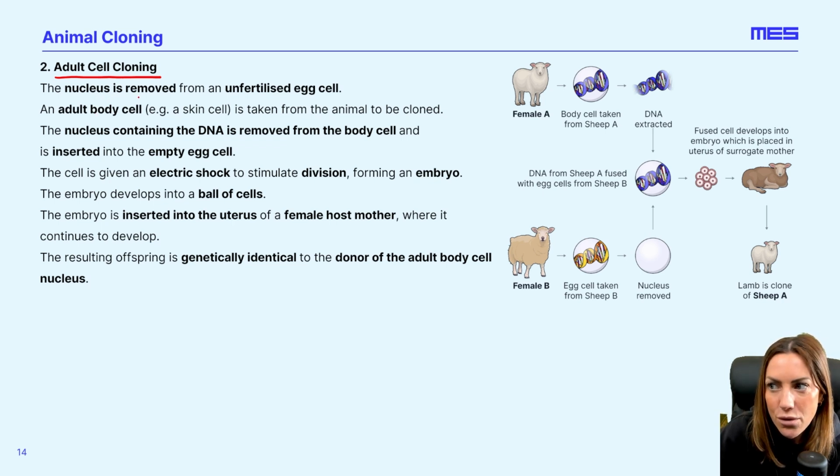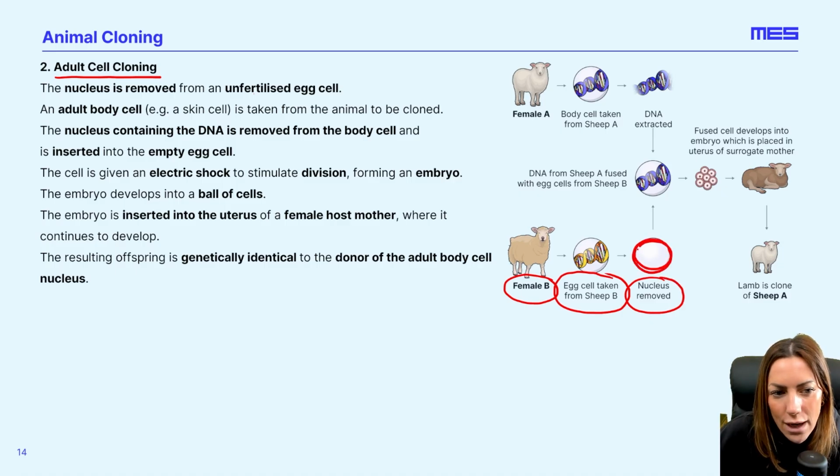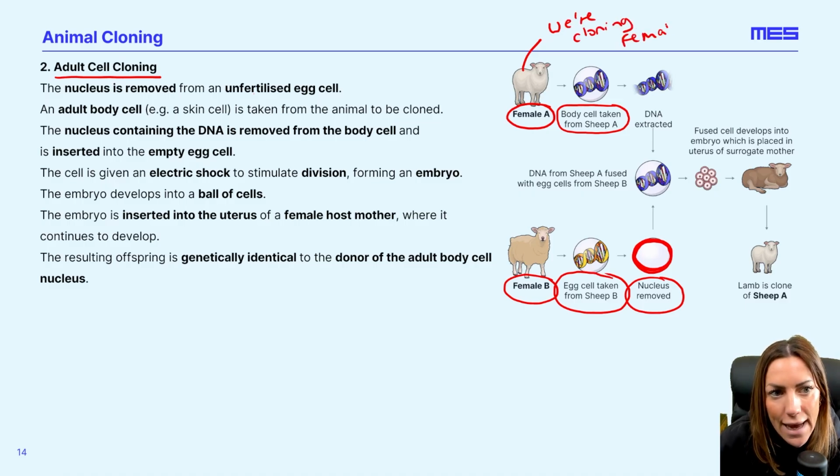So, the nucleus is removed from an unfertilized egg cell. So here on the diagram, we've got a female sheep. We take an egg cell from that sheep and we remove the nucleus. So this is an egg cell with no nucleus. We've removed the nucleus from the egg cell. Then we take a body cell from the animal that we wish to clone. So in this example, we are cloning female A, sheep A.